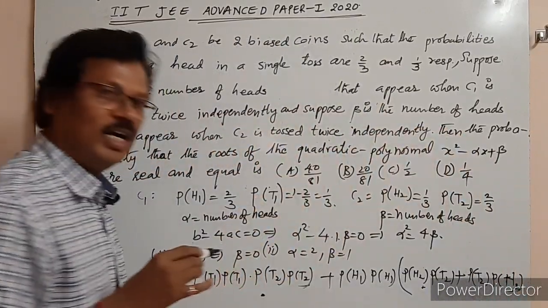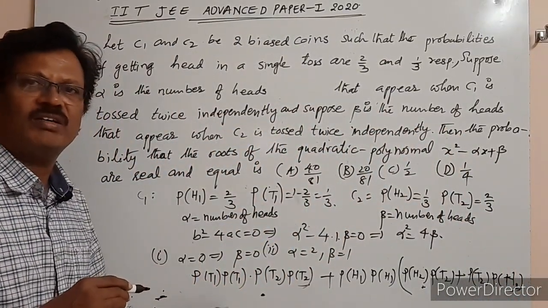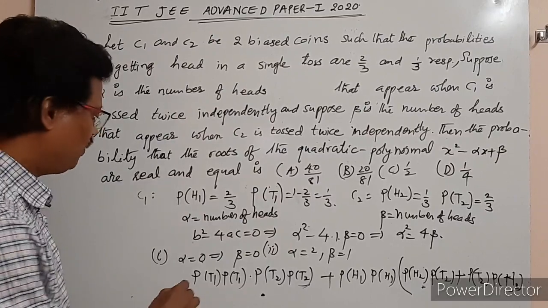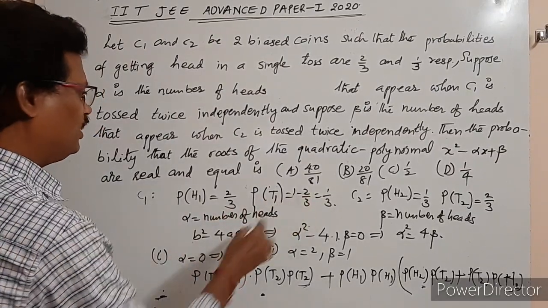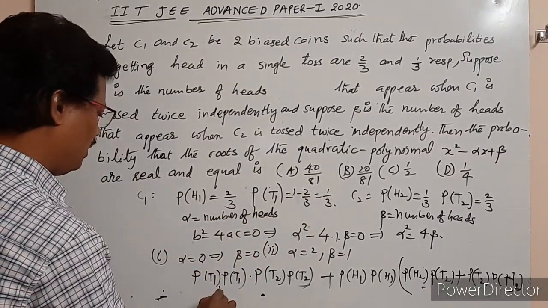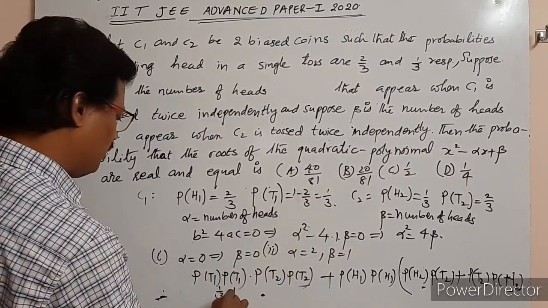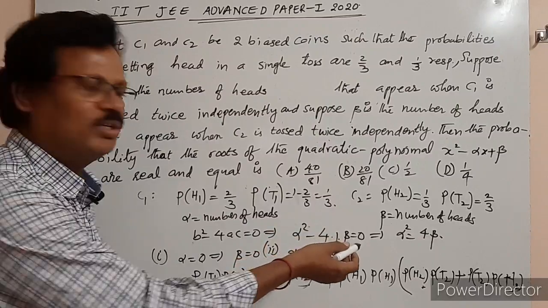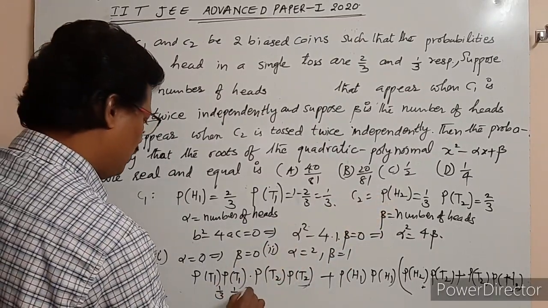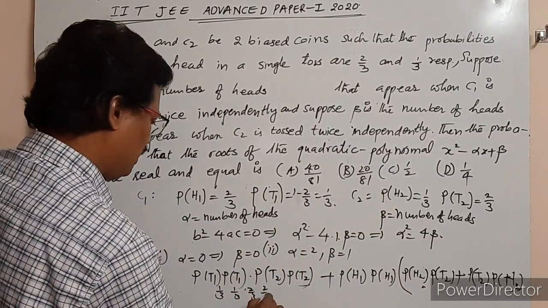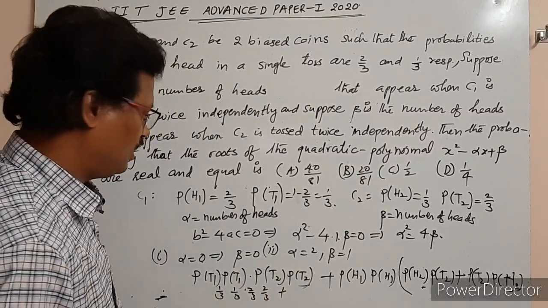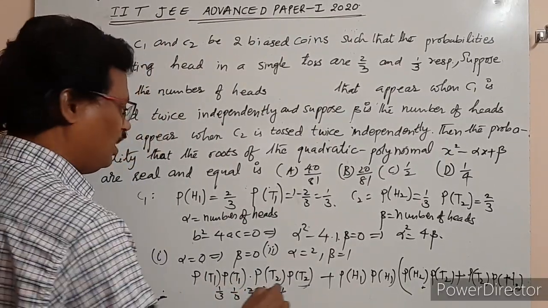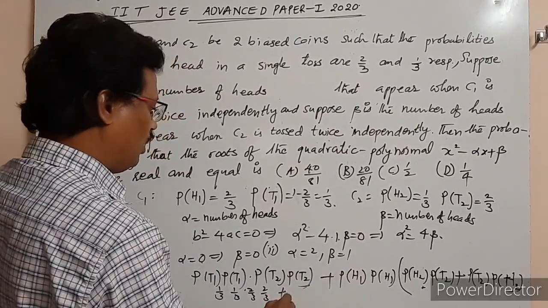Then what will be the PT1? PT1 is 1 by 3. This is 1 by 3 into PT2. T2 is how much? 2 by 3 into 2 by 3. And next one, PH1.